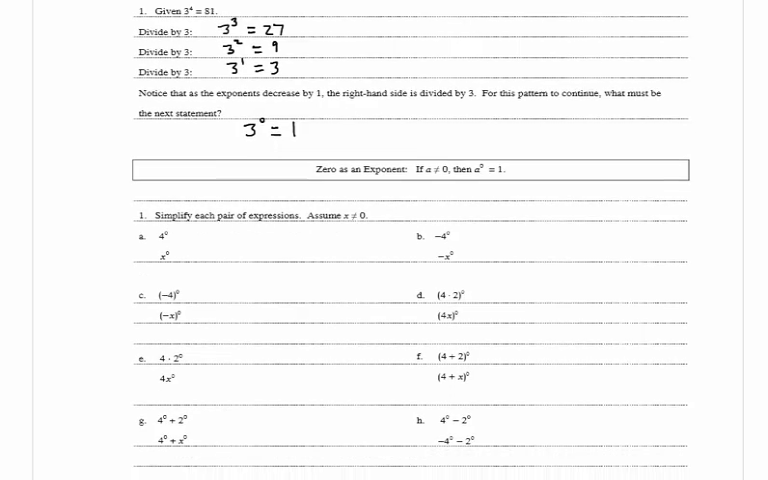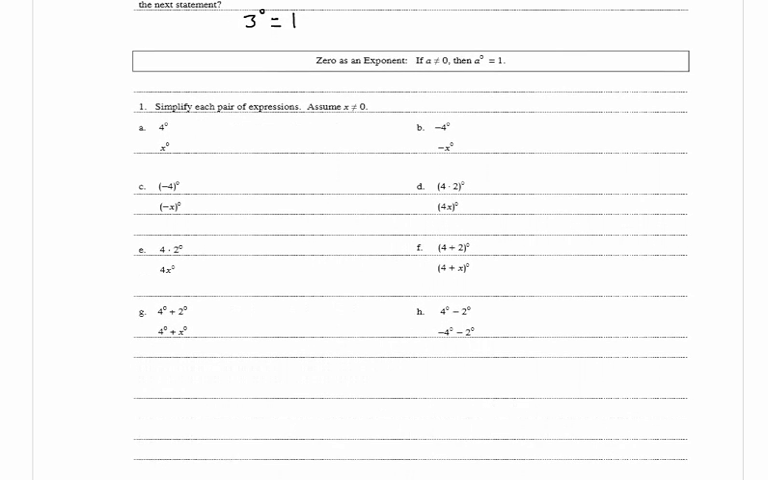So in 1, it says simplify each pair of expressions, and we're going to assume that x is not equal to 0. In a, we have 4 to the 0 power, and that's going to be equal to 1. And x to the 0 power is equal to 1. In b, we have negative 4 to the 0 power. Now this negative is not raised to the 0 power because it's not inside parentheses.